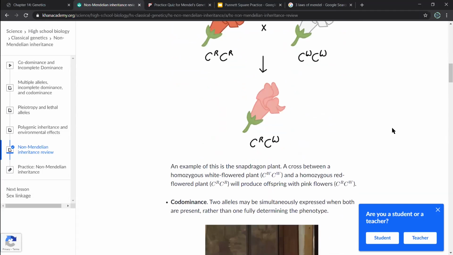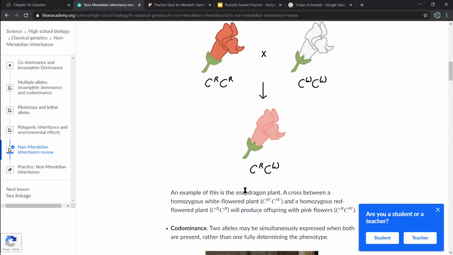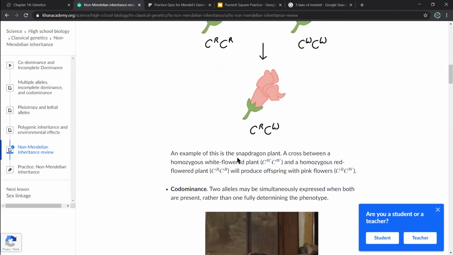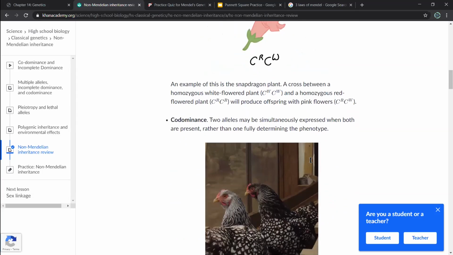Now, you guys are going to see this a lot when you take a bio course or do any biology exams. The snapdragon plant is the most common example of incomplete dominance. It has the red flower as one of the homozygous states, the white flower as another, and the pink flower in between. When you take bio, you will definitely see the snapdragon plant.